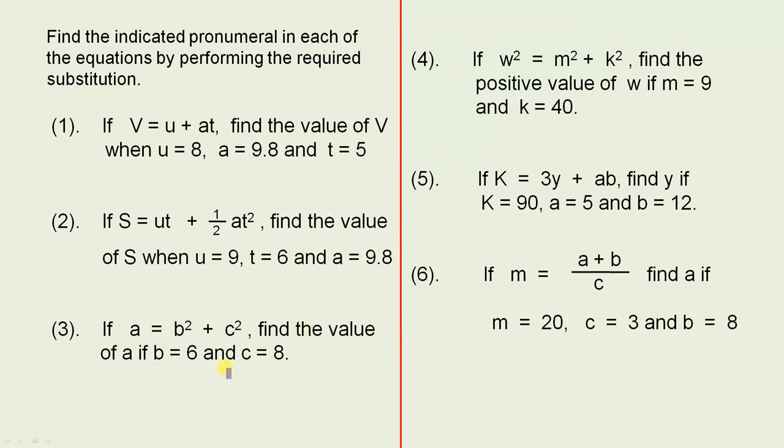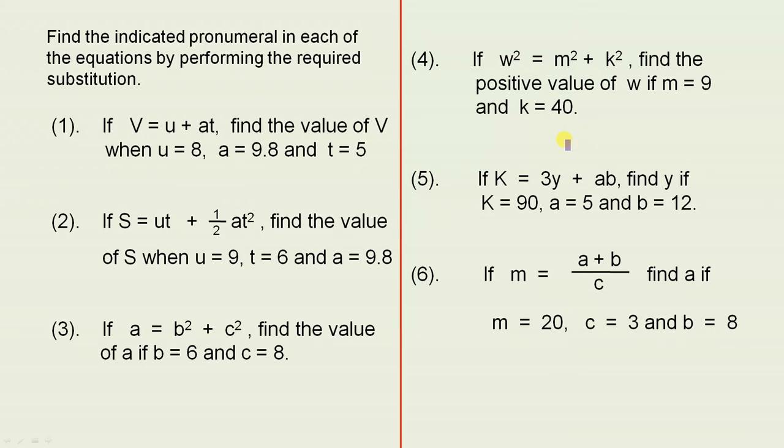This is a very straightforward one, won't give you any trouble. Quite straightforward, because we have to find a. Over here, for number 4, we're given this formula here, and we have to find the positive value of w. Okay, it's important. The positive value.